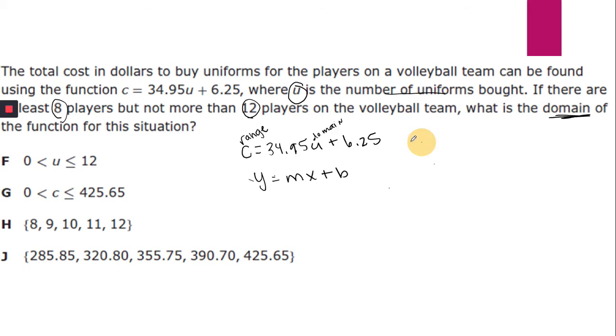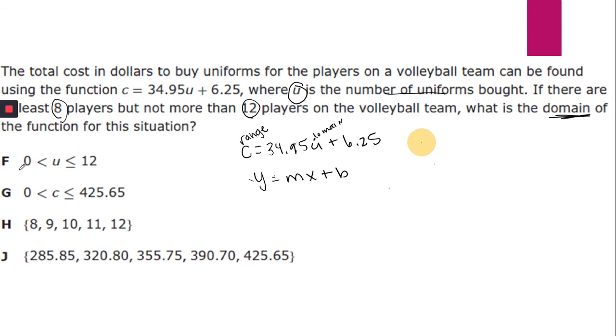Here's my question. Is this discrete or is this continuous? If U stands for the number of uniforms bought, would I have a discrete number of uniforms or would I have a continuous number of uniforms? Well, let's look at some examples here. If it's discrete, my answer is either H or J. If it's continuous, it's either F or G.